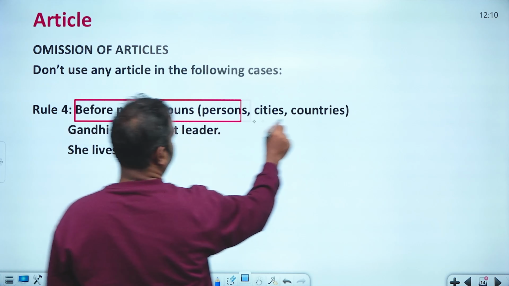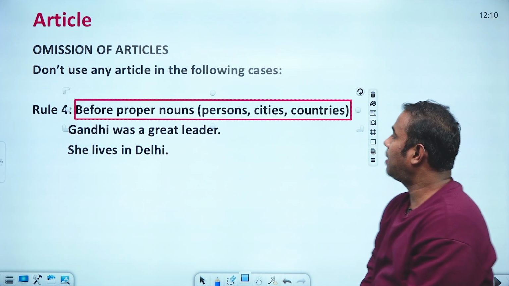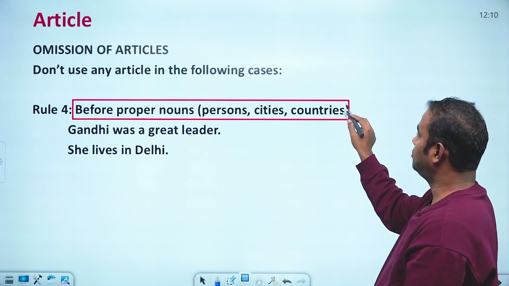before any proper nouns, in front of the proper nouns also you should not use.